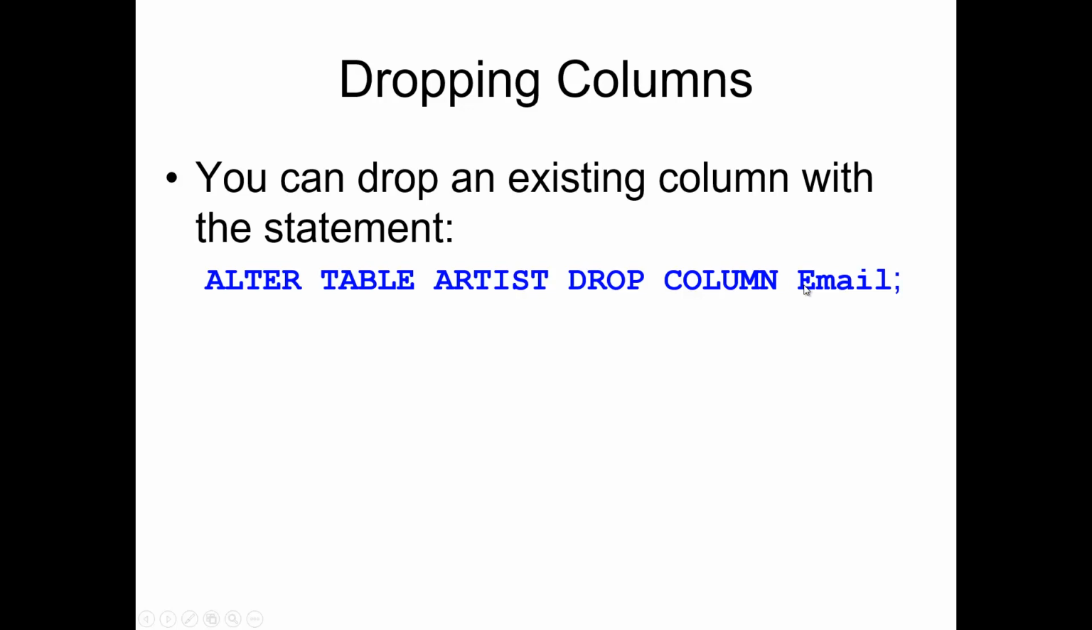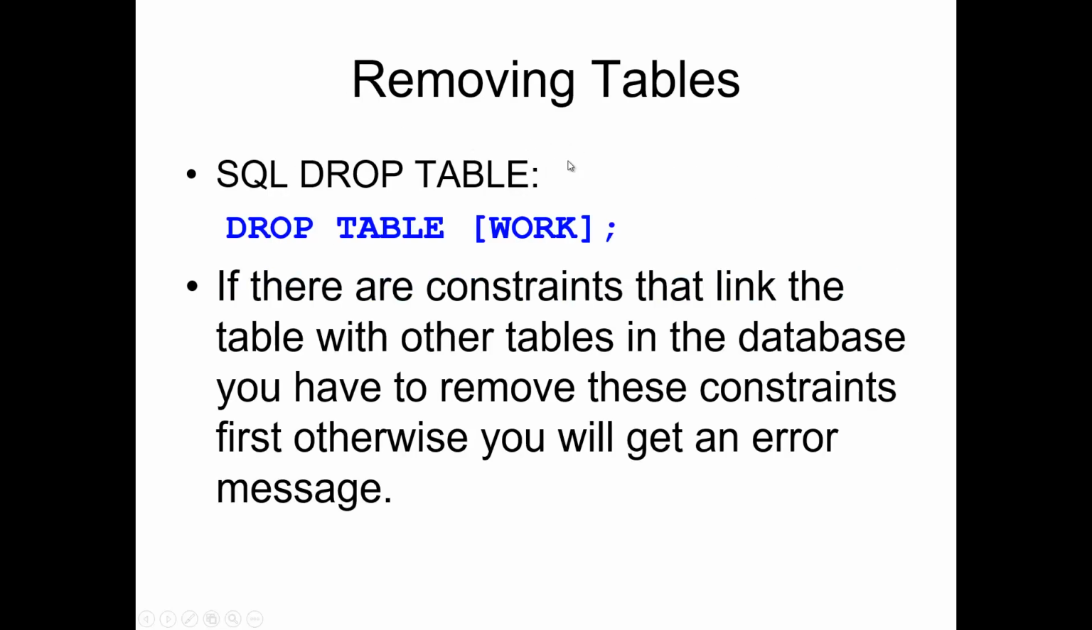You can alter your table and drop the column you just added if you want. So if you thought that you added that by mistake, it's fine. Just alter table artist and drop column, which is called email in this case. And you can go back to the schema to confirm that the column has been deleted. You can also use the drop statement to delete a table. Since you already created some constraints to connect tables, you might not be able to drop that table until you remove these constraints.